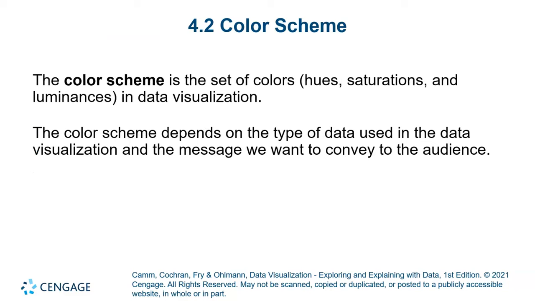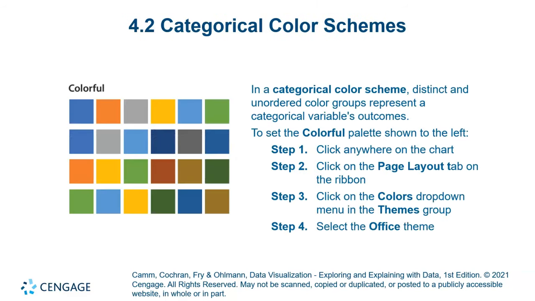A color scheme is a set of colors, like the HSL in data visualization, as we already know. In Excel you can also have this. The color scheme depends on the type of data used in the data visualization and the message we want to convey to the audience. If you choose different categorical colors, distinct and unordered color groups represent the categorical variable outcomes. For example, you can choose different color schemes over there.